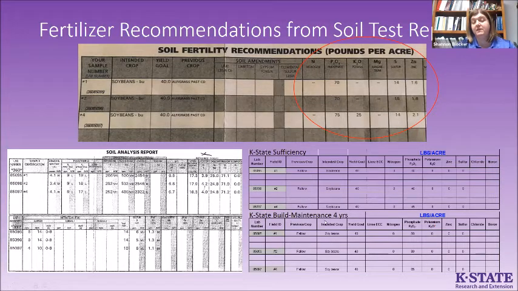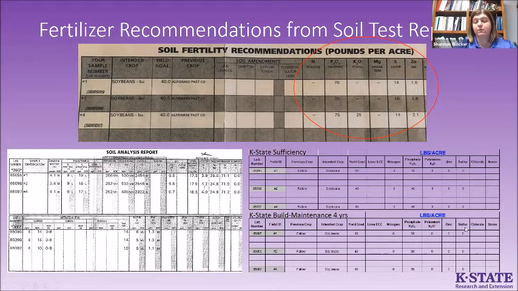Here is the build recommendation on a pretty aggressive build. Four years is not very long to go from 9 parts per million up to 20, but that's what this recommendation would accomplish. And they are to put 80 or 85 pounds of phosphorus on. Again, no potassium because these levels are well above the 130 critical level that K-State Research and Extension uses. And again, no zinc or sulfur, primarily no zinc because they're growing soybeans and these zinc levels are above 1.0. That's kind of the critical level.